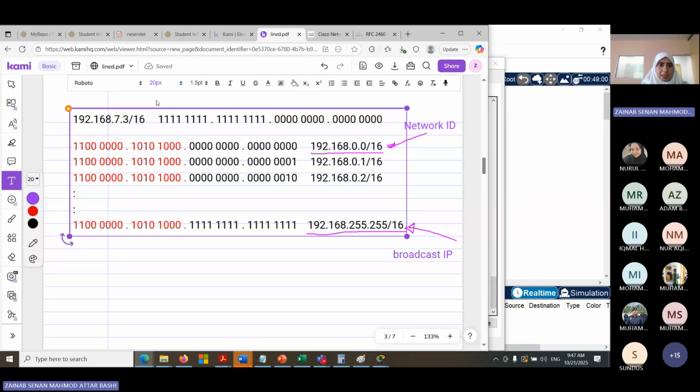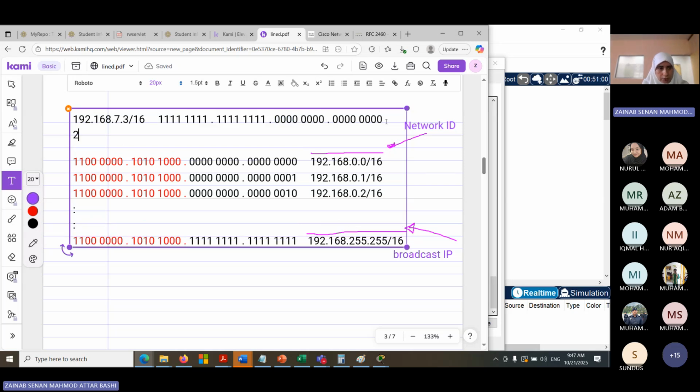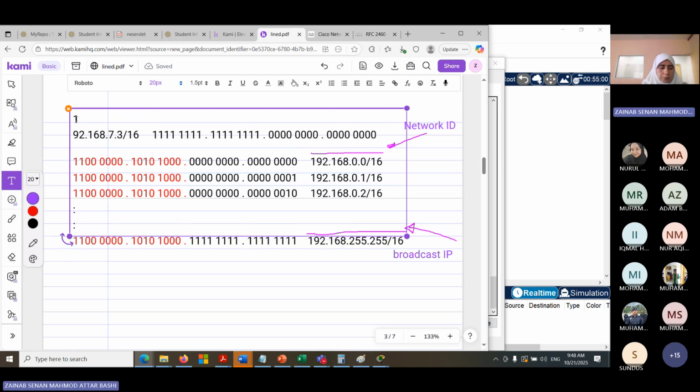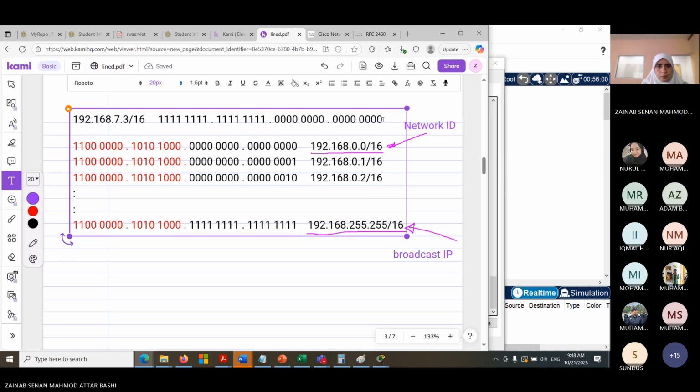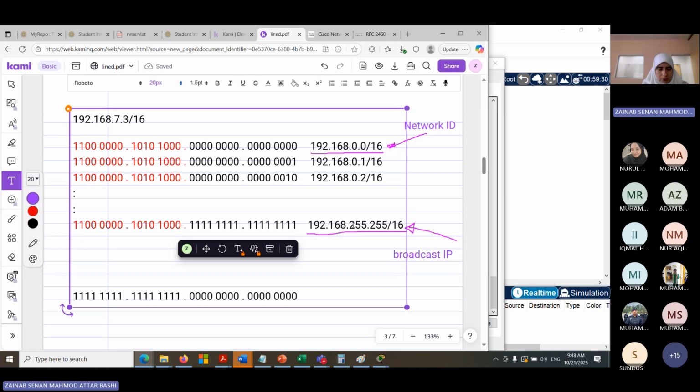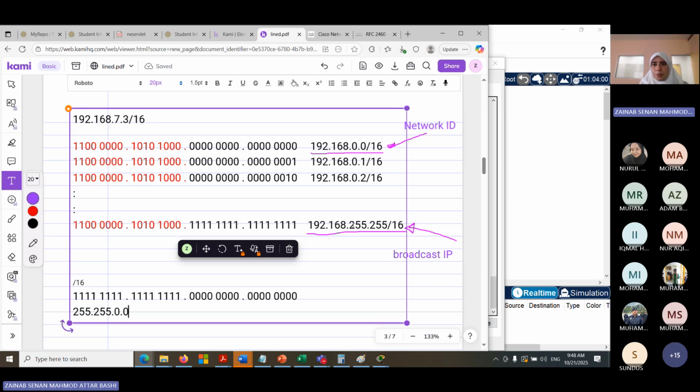So change this one to decimal. What will you get? You will get 255.255.0.0. If I have /16 at the end and change it to decimal, you get 255.255.0.0. Okay, go back here.